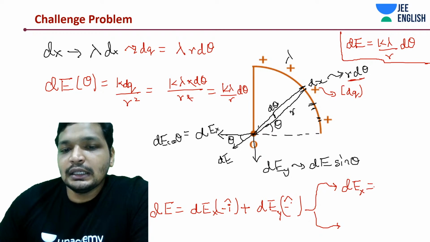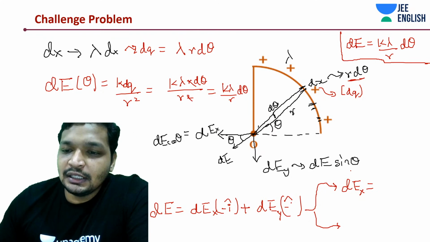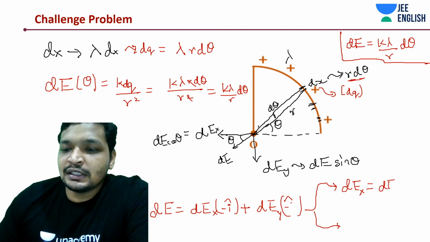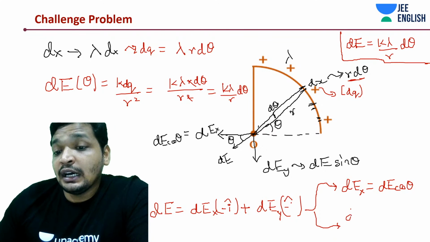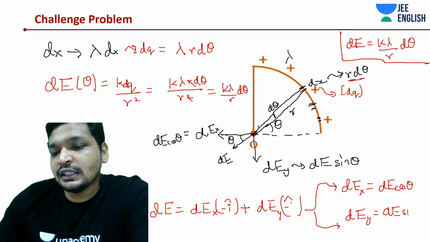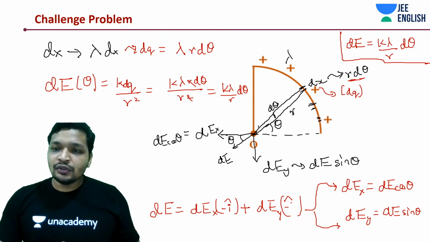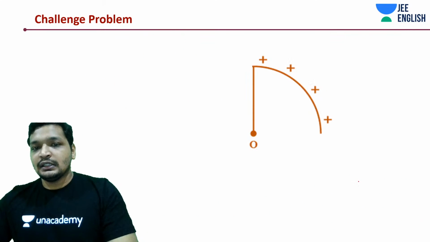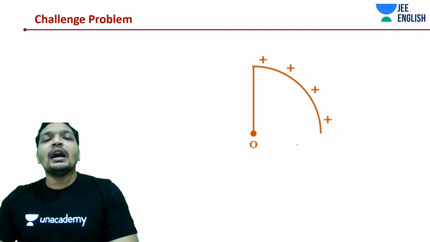dEx is, of course, along theta, it's dE cos theta. You can substitute the value of dE. dE is k lambda by r, and dy is dE sin theta. I believe this is clear. Integrate for sin theta and cos theta, we'll get x, and we'll go to y. That's it. Simple question, I believe. Alright, I think this is clear.